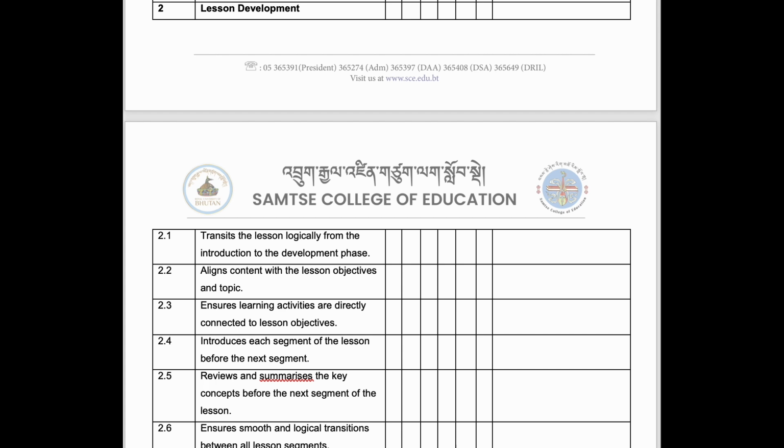Another important aspect is summarizing. Before moving to a new segment, the student teachers should briefly review and summarize the key ideas of the previous section. This reinforces learning and helps learners retain information. Finally, as mentors, please observe whether there are smooth or logical transitions between all the lesson segments. The lesson should feel like a connected learning journey rather than separate, unrelated activities.